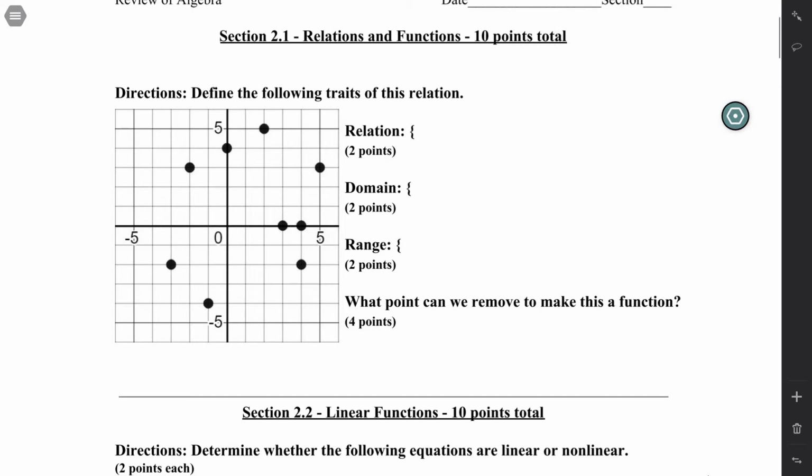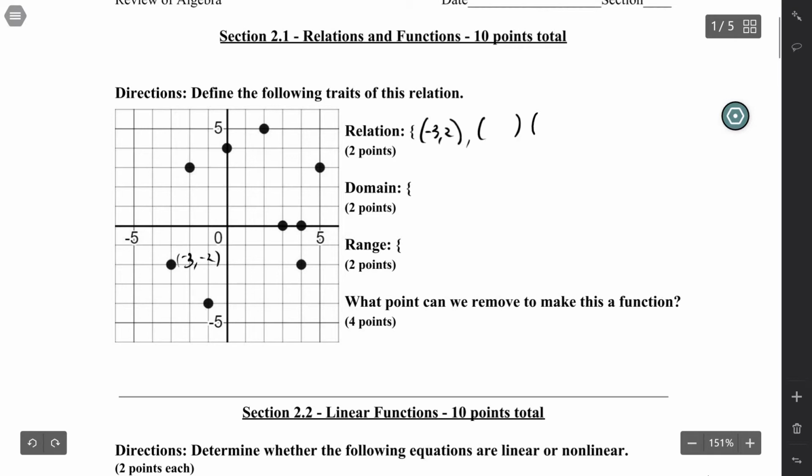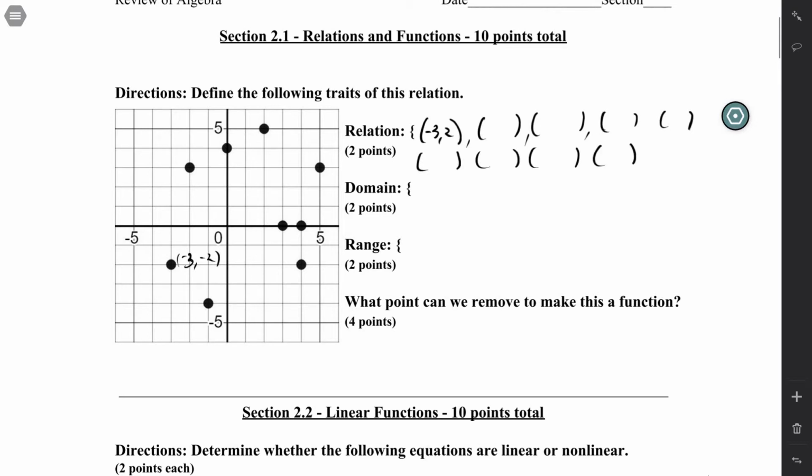What we're looking for here is a set of ordered pairs. You don't need to label them as you go through, but we are looking for something like that. So I'm just going to go through and label all 9 points. Let's see, that's 4, 5, 6, 7, 8, 9. I'm pretty sure that's it. 1, 2, 3. Yep, there's 9 of them there.